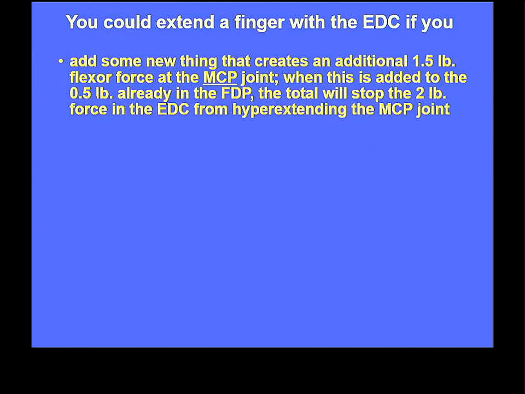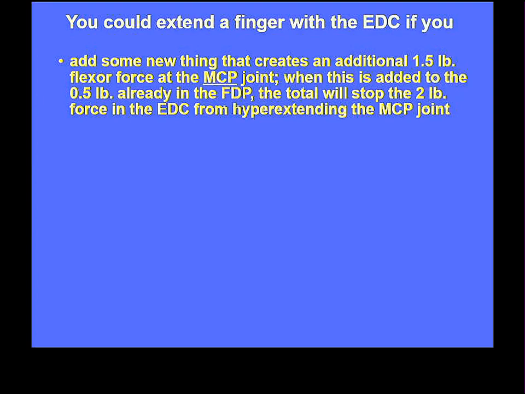How could you get around it? Well, you could add some new thing that creates an additional 1.5 pound flexor force at the MCP joint. And if this is added to the 1/2 pound already in the flexor digitorum profundus, the total will be 2 pounds, and that will stop the MCP joint from extending. You can think about these at home if you want to, if you care.